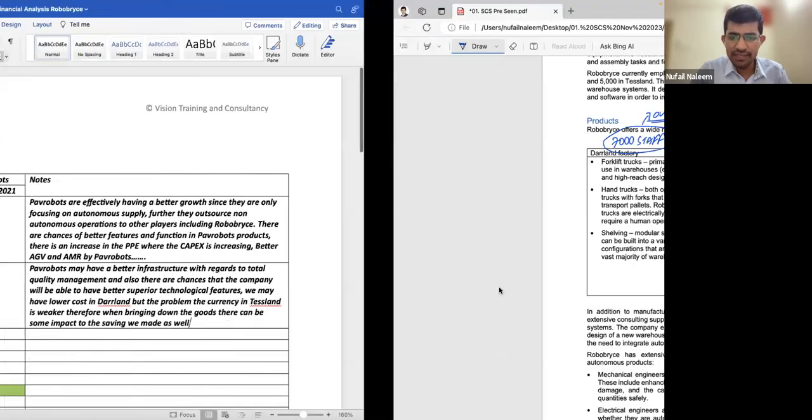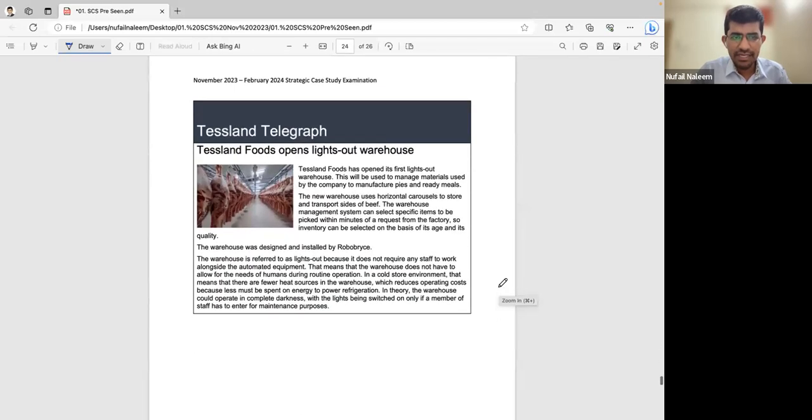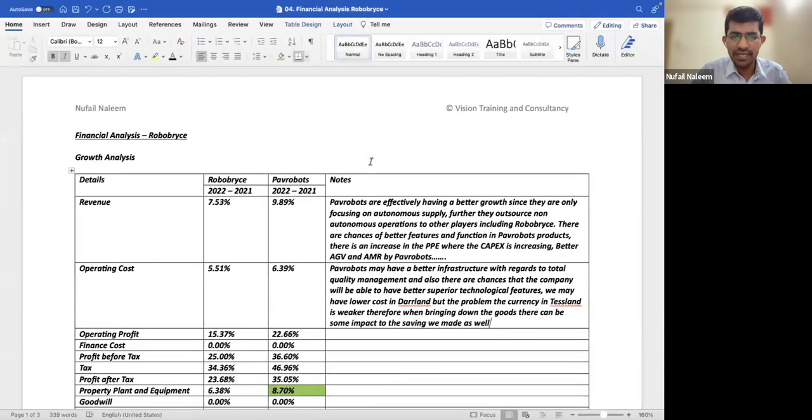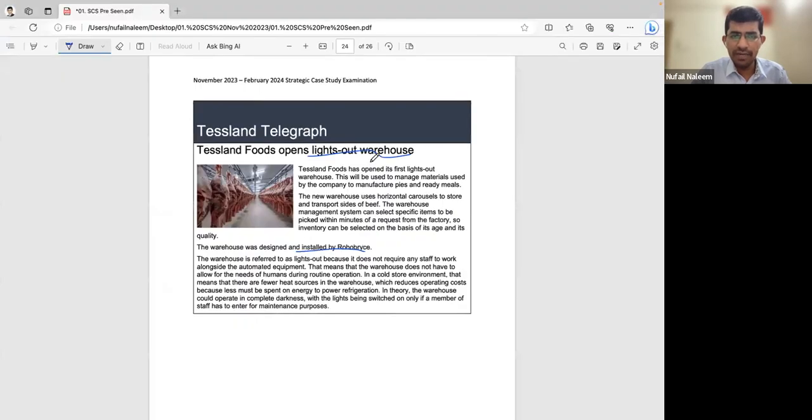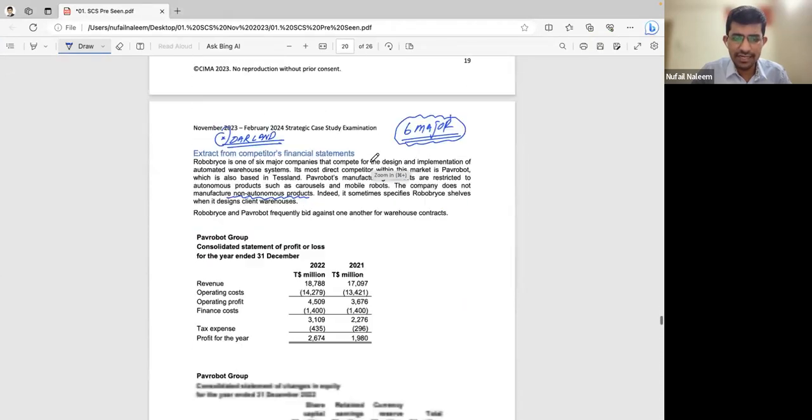Now, one thing, students, I'm a little bit concerned about is this. Now you see here, Teslan Food opens a lights out warehouse. This was designed and installed by Robobryce. Correct, students? Now, is this showing any performance in our numbers? Does opening up a lights out warehouse reflect anything in the financial statements?